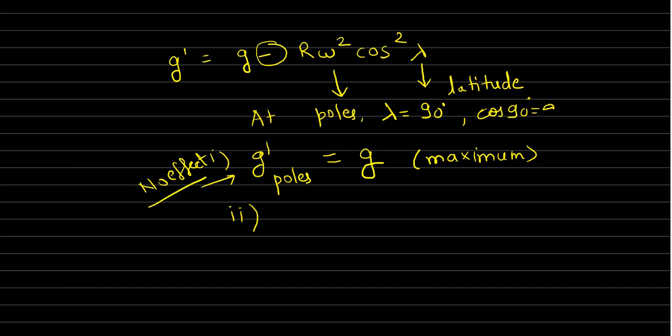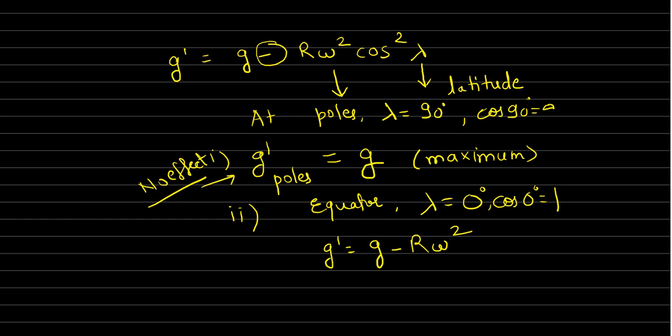एक्सेलरेशन ड्यू टू ग्रेविटी. बट जैसे ही हम इक्वेटर का डिस्कशन करते हैं, we get lambda equal to 0 degree and cos 0 degree equal to 1. So g dash equal to g minus r omega square. As we can see, this cos square lambda will be 1 on the equator. Hence, we are getting that there is the maximum reduction by r omega square.